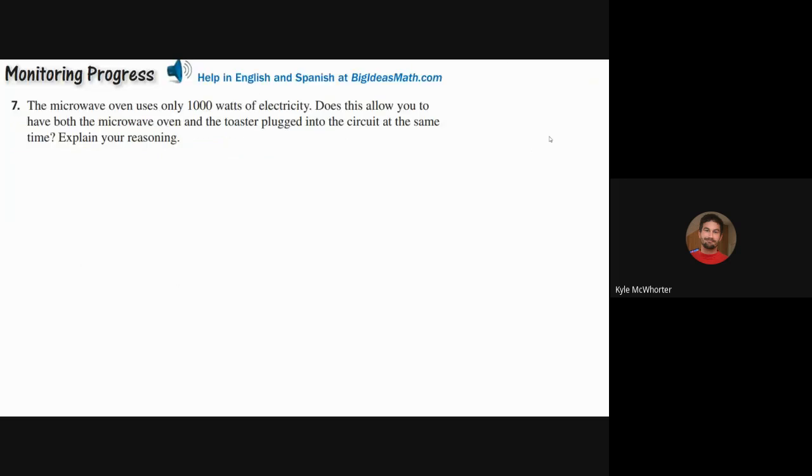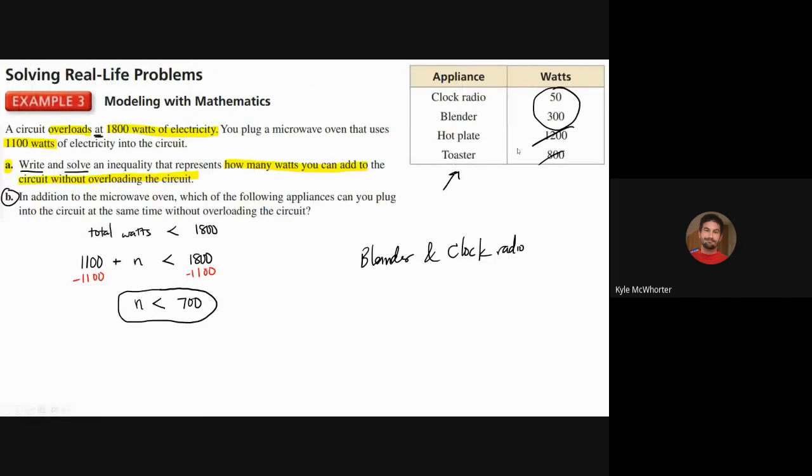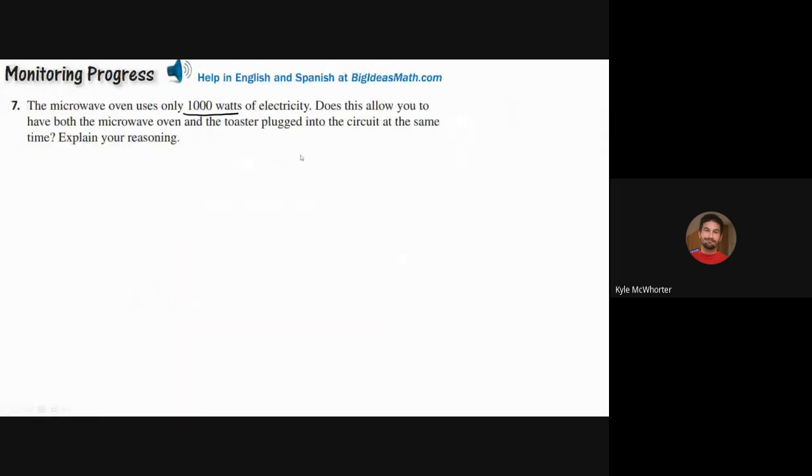Okay, so check to see if you can do this one. In this situation now, the microwave uses only 1000 watts. Does this allow you to have the microwave and the toaster plugged in at the same time? So if the microwave is 1000, what was the toaster? Toaster was 800. So can we add 800 on there?